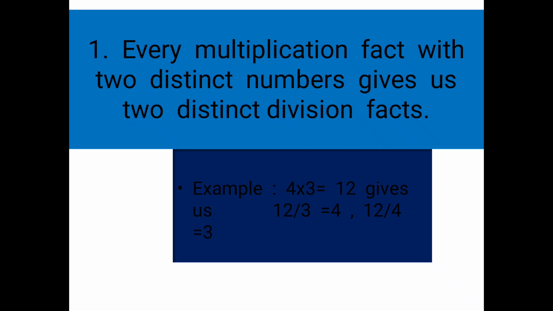See example. One number sentence is given here. It is 4 into 3 is equal to 12. And for this multiplication number sentence, we can write two division facts. What are these? See, 12 divided by 3 is equal to 4 and 12 divided by 4 is equal to 3. These two division facts can be given for the multiplication fact 4 into 3 is equal to 12.